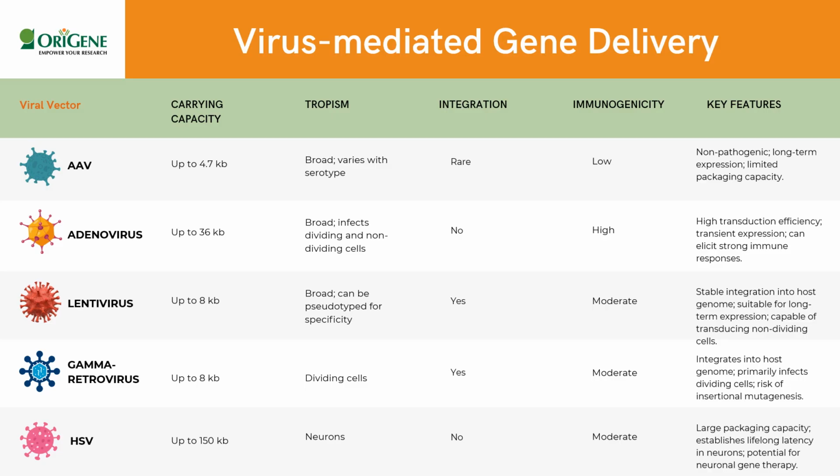When it comes to viral gene delivery, AAV isn't the only option, though it's certainly one of the most popular. Different viral vectors each have their own strengths, and understanding these options is key when choosing the right tool for the job. Here are the major viral vector types used in gene delivery. I'm going to start with adenovirus. Adenoviruses are known for their high transduction efficiency in both dividing and non-dividing cells. These vectors excel at delivering large genetic payloads, but they can provoke stronger immune responses, which limits their long-term use in therapies.